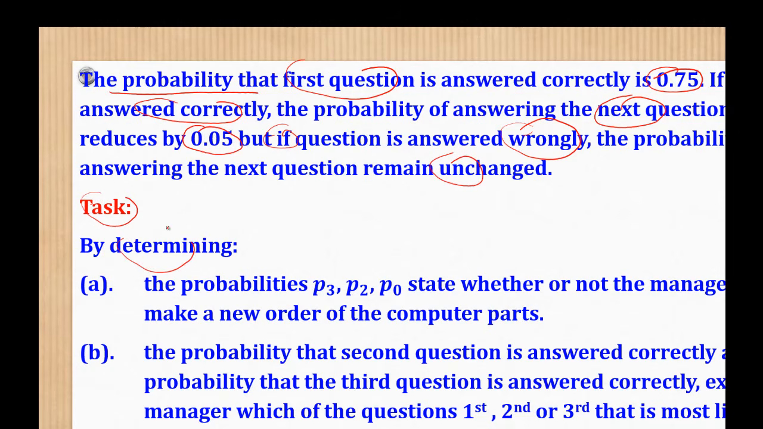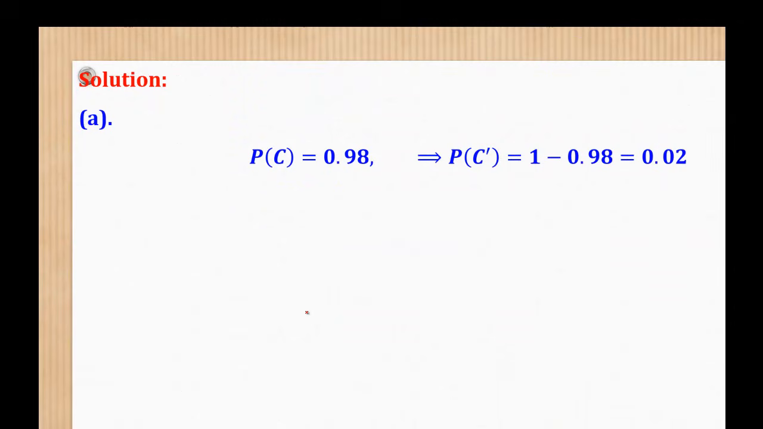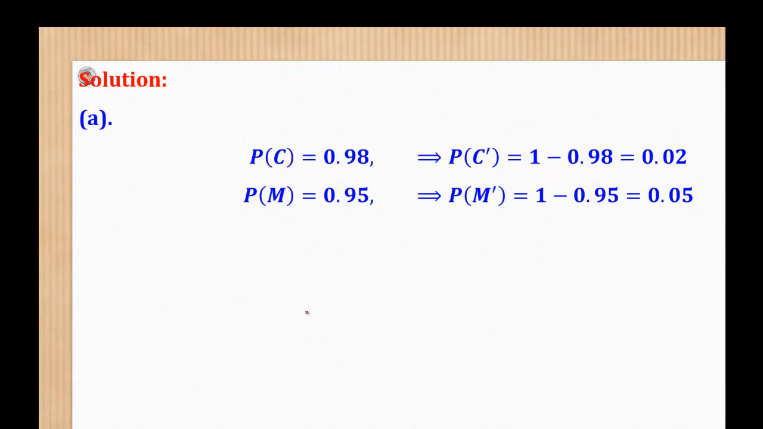Task: by determining probabilities P3, P2, and P0, state whether or not the manager should make a new order of the computer parts. So let's first get that. So like I've told you, we shall need a tree diagram. So PC is that, and C complement is that, PM is that, and M complement is that, and PK is that, and K complement is that. So for these ones, they are independent.